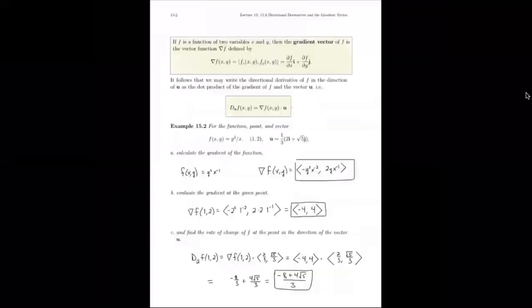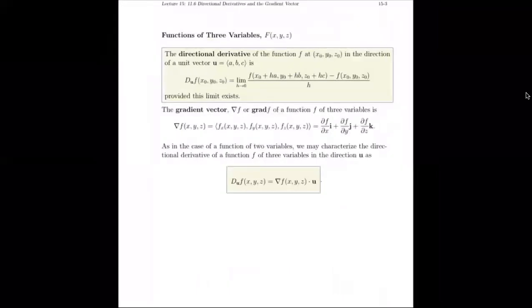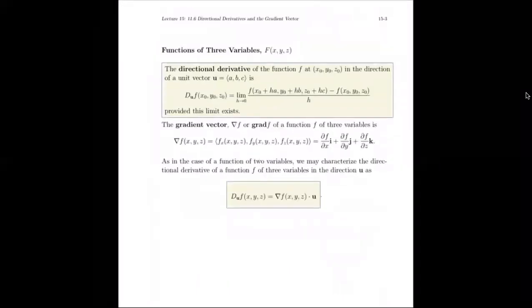So let's move on to 3 variables. 3 variables is very similar. We define the directional derivative at the point (x0, y0, z0) of a function f of 3 variables, and the direction u equals (a, b, c), as the following limit of a difference quotient as h goes to 0.